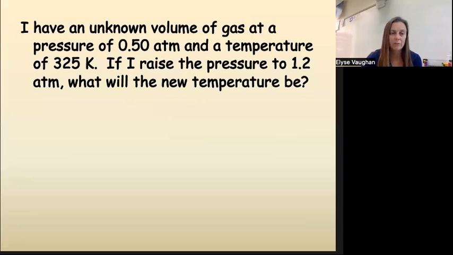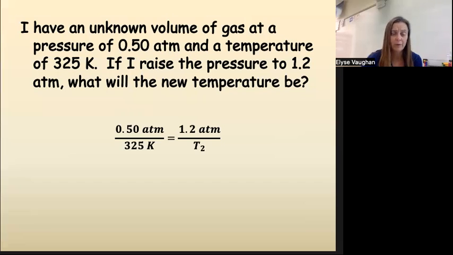So we have a fixed volume of gas at a pressure of 0.50 atmospheres and a temperature of 325 Kelvin. If we raise the pressure to 1.2 atmospheres, what will the new temperature be? We're holding volume constant. So our pressure 1 is 0.50 atmospheres and a temperature 1 is 325 Kelvin. We're increasing the pressure to 1.2 atmospheres and we're asking what will the new temperature be? And so we find that our new temperature is going to be 780 Kelvin.